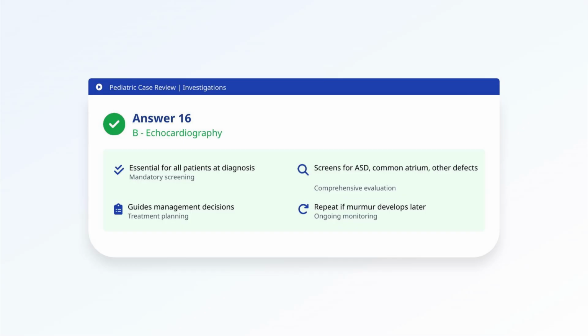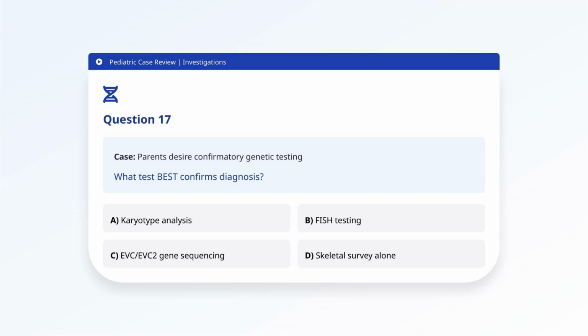This is essential for all patients at the time of diagnosis to screen for atrial septal defect, common atrium, and other cardiac defects. Results guide management decisions regarding surgical intervention. Echocardiography should be repeated if a murmur develops later in childhood. Parents of a clinically suspected Ellis Van Creveld Syndrome case desire confirmatory genetic testing. What test best confirms the diagnosis?